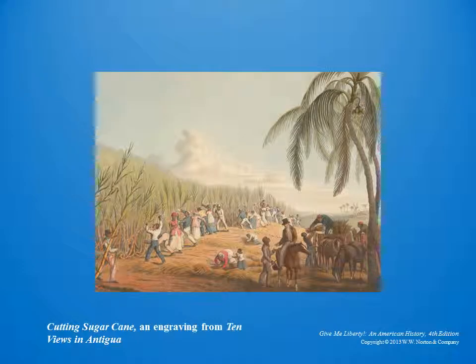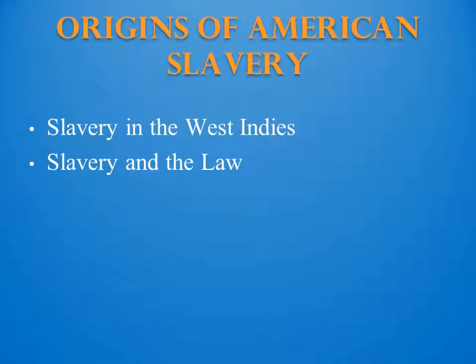This picture is called Cutting Sugar Cane. It's an engraving from Ten Views in Antigua, published in 1823. You can see here male and female slaves harvest and load the sugar crop while an overseer on horseback talks to a slave. During the 18th century, sugar was the chief crop produced in the Western Hemisphere by slaves.